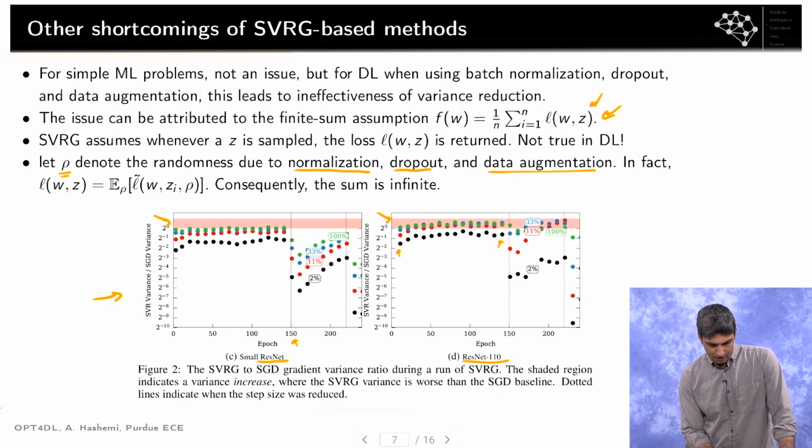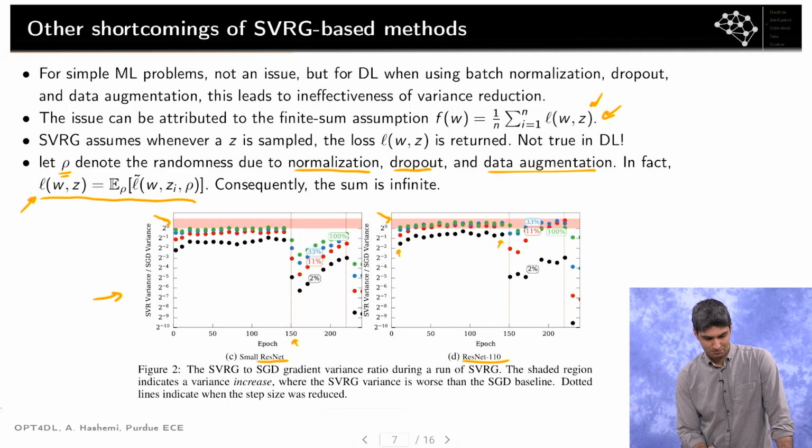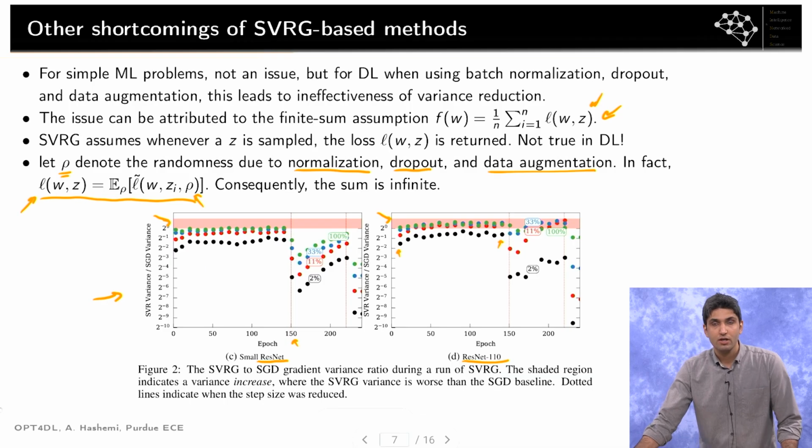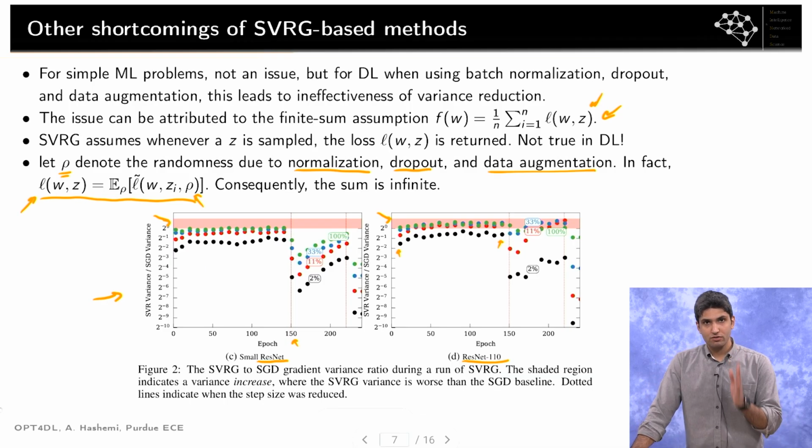Now, effectively, what we are minimizing is actually this loss. The loss of each sample itself is a stochastic function. It not only depends on the parameter W and that specific sample, but it also depends on this source of randomness rho, such that if I again give you the same W and the same sample, every time you're going to experience a different loss.